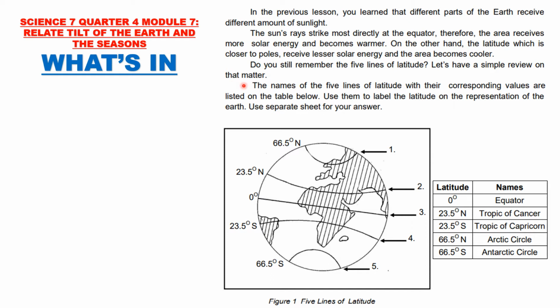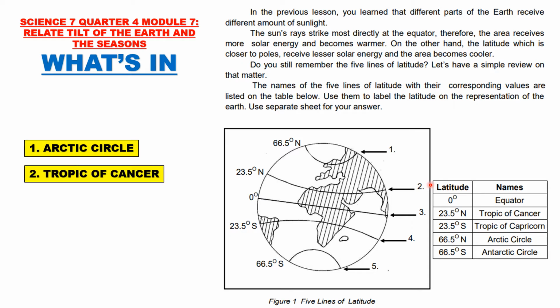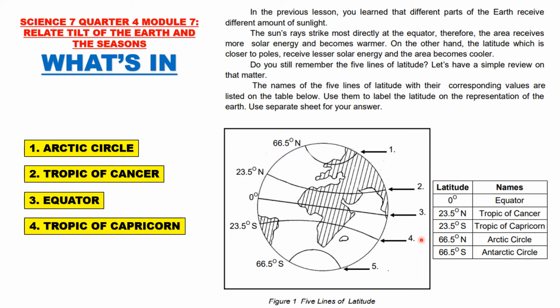The names of the 5 lines of latitude with their corresponding values are listed on the table below. Use them to label the latitudes on the representation of Earth. Number 1. Found at 66.5 degrees north, Arctic Circle. 2. At 23.5 degrees north, we have the Tropic of Cancer. 3. At 0-degree latitude, we have the equator. 4. At 23.5 degrees south, we have the Tropic of Capricorn. And at 66.5 degrees south, we have the Antarctic Circle.